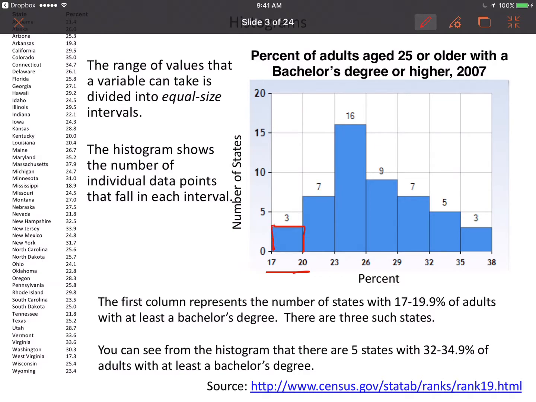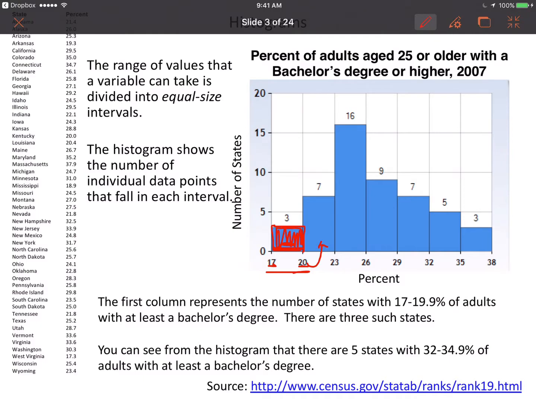Now you have to distinguish whether the 17 and the 20 are in this bar or if they're in the bar to the left or to the right. So what we usually do is we include the left endpoint. So 17 would be in this bar, but 20 would go in this bar.